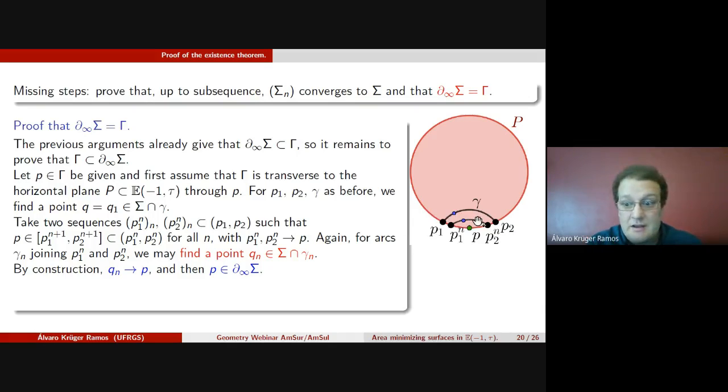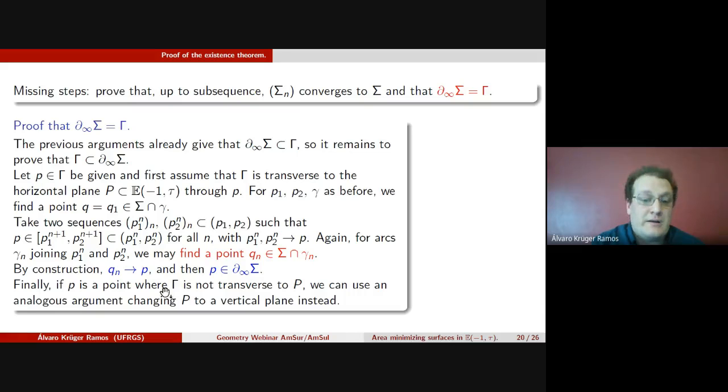And then, if you are not transverse to this horizontal plane, everything I said is just topological. So you can just change a horizontal plane to a vertical plane instead, and you again find that this point is in the asymptotic boundary of sigma. So that's for the existence theorem.